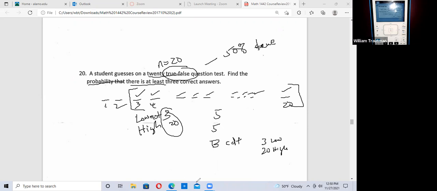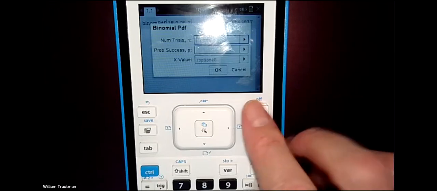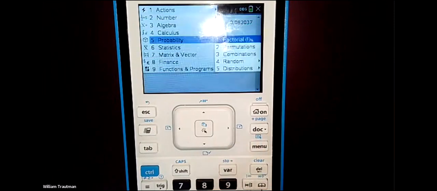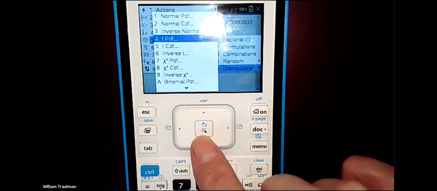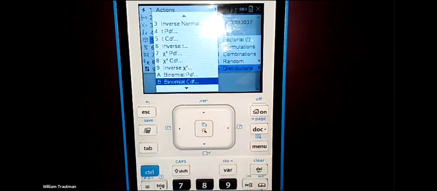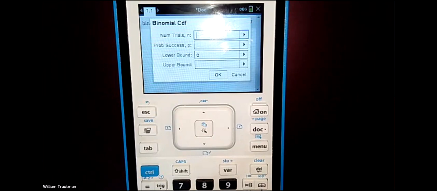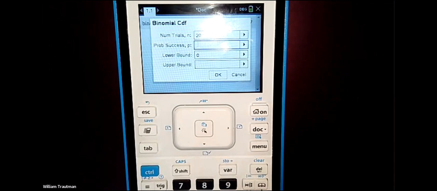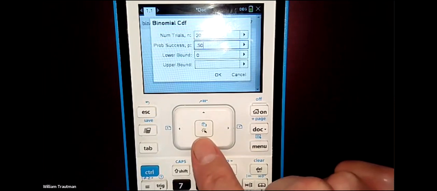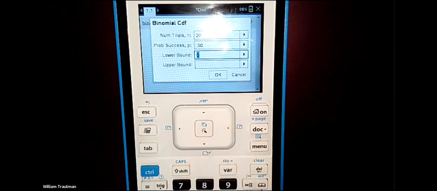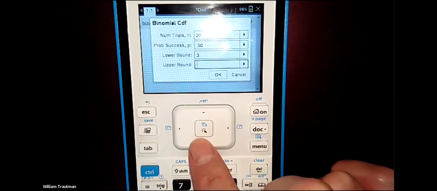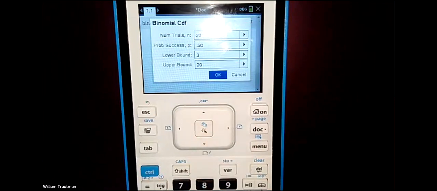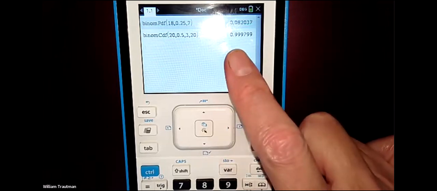All right, so I'm at my calculator. We're going to go menu 5, 5, but we're not going to A this time. We're going to B, CDF. There are 20 questions on the test. You have a 50% chance, 0.50, of getting it correct. Remember, at least 3. 3 was the lowest number you could get correct, and 20 was the greatest. At least 3 means between 3 and 20. And when I hit OK, there's my probability.